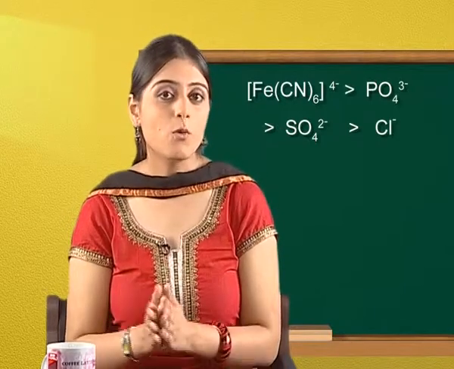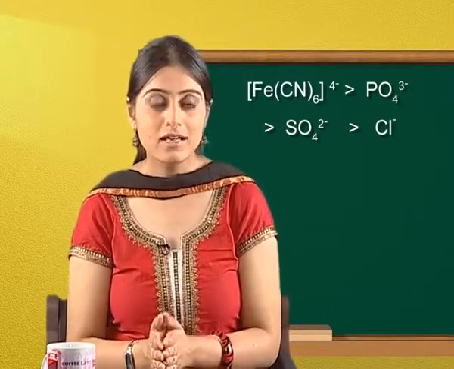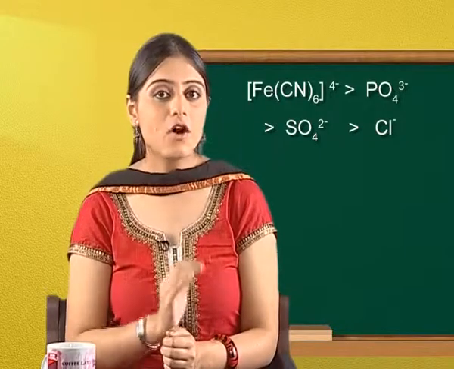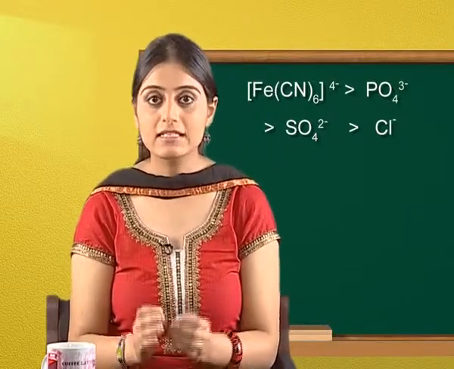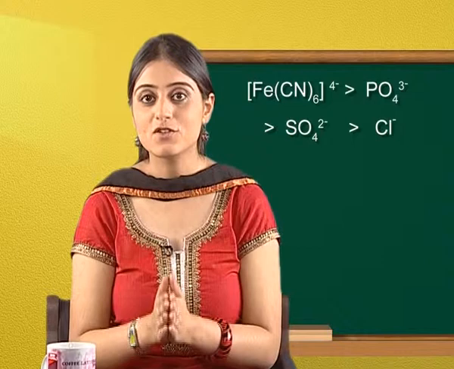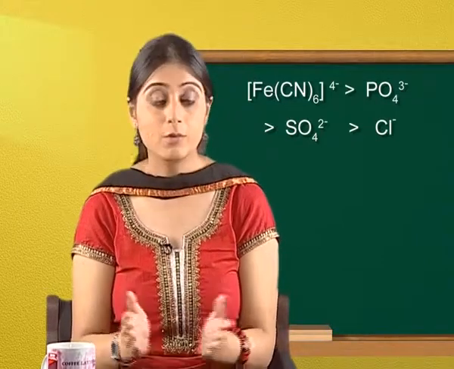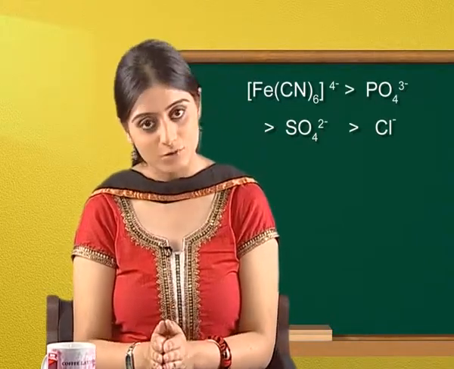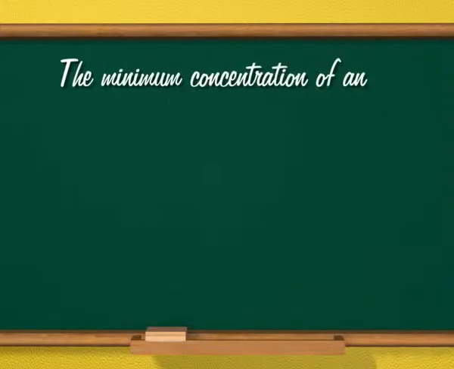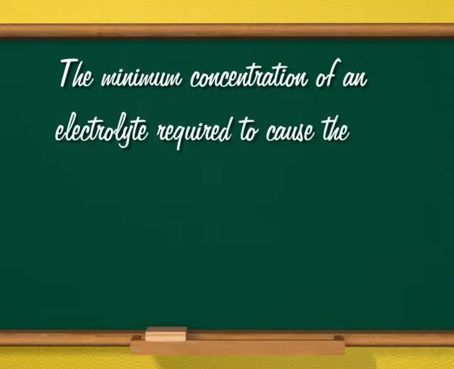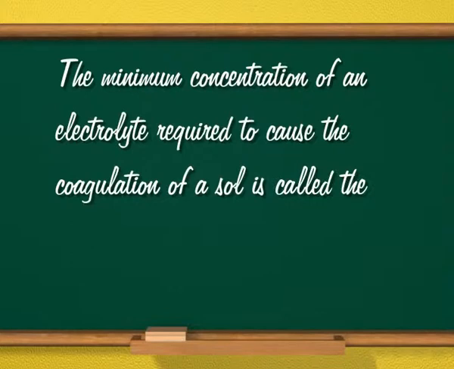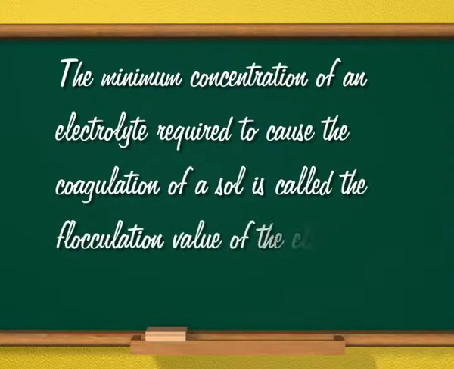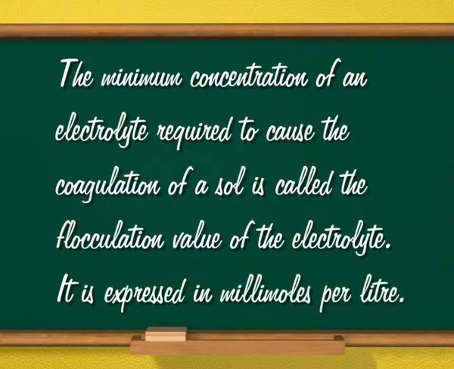Do you know what is flocculation value? Let's define it. The coagulating power of an electrolyte is usually expressed in terms of its flocculation value, which may be defined as follows. The minimum concentration of an electrolyte required to cause the coagulation of a sol is called the flocculation value of the electrolyte. It is expressed in millimoles per liter.